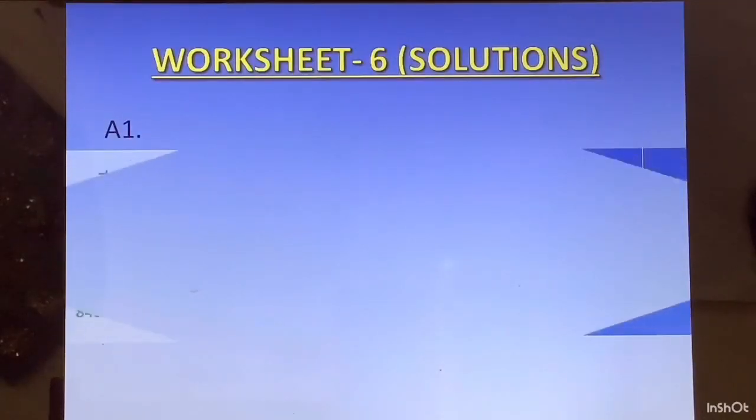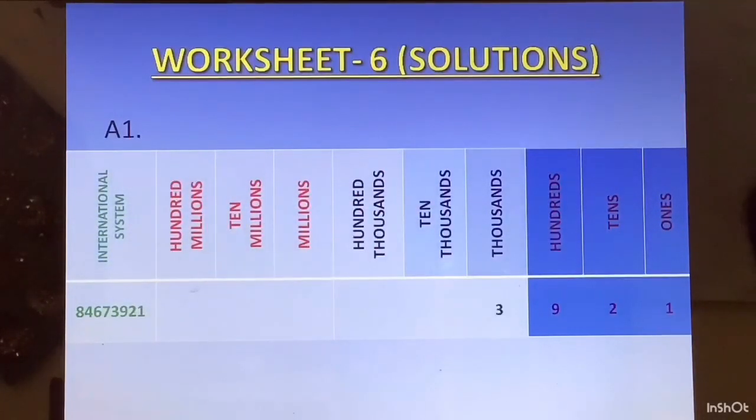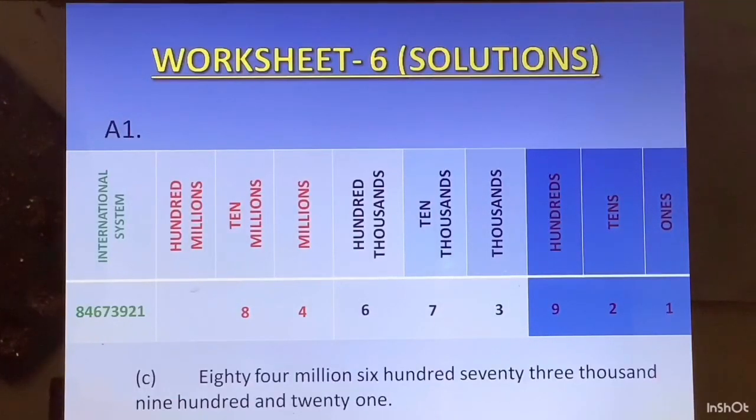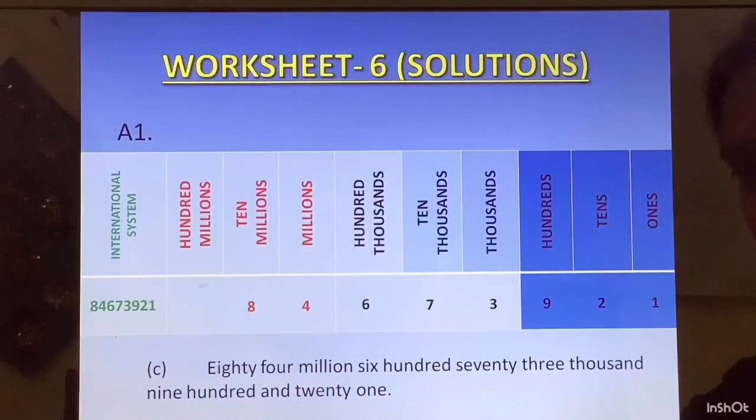C part, we will write the number in the place value table. So that makes our number 84,673,921.